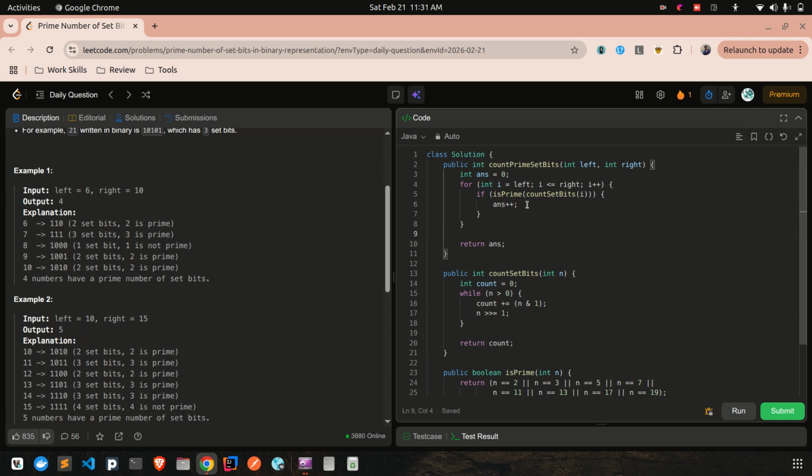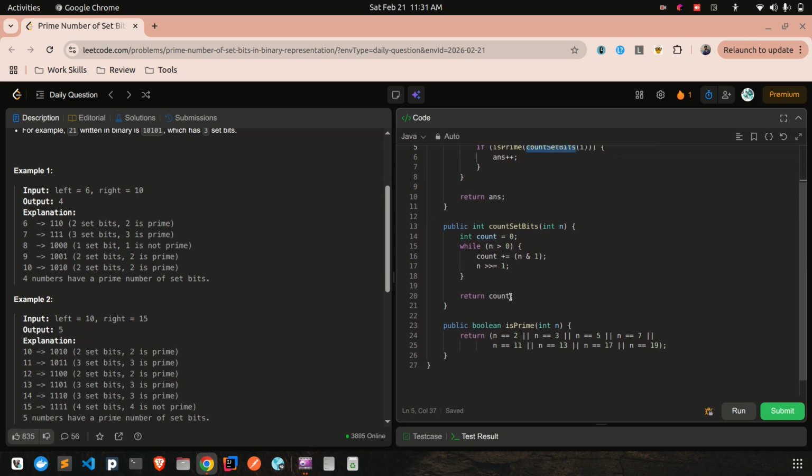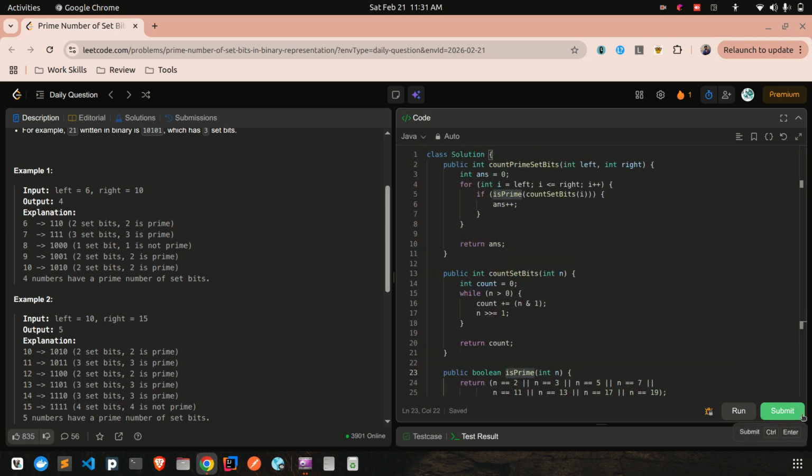Now I'm just going from left all the way up to the right and checking whether the set bits in the given number is prime or not. If you submit this, all the test cases will be passed and it will be a pretty efficient solution.